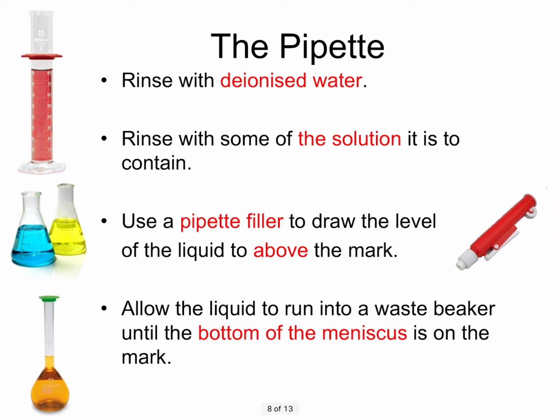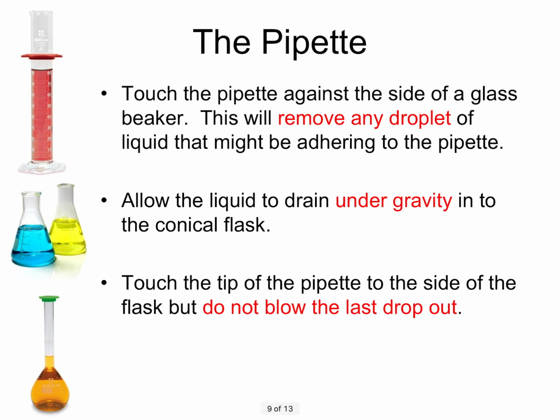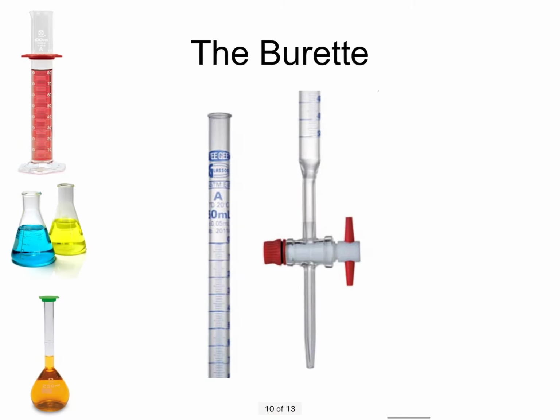And remember that you tip the side of the pipette off the conical flask to make sure that all of the base has been delivered. Don't blow out the last drop. The last drop has been taken into account when the pipette was being manufactured. So look, touch off the side of the beaker. Let it drain under gravity, and then don't blow out the last drop because that's taken into account.